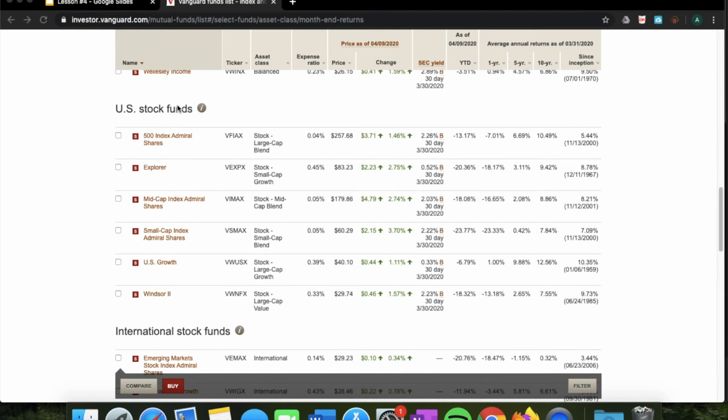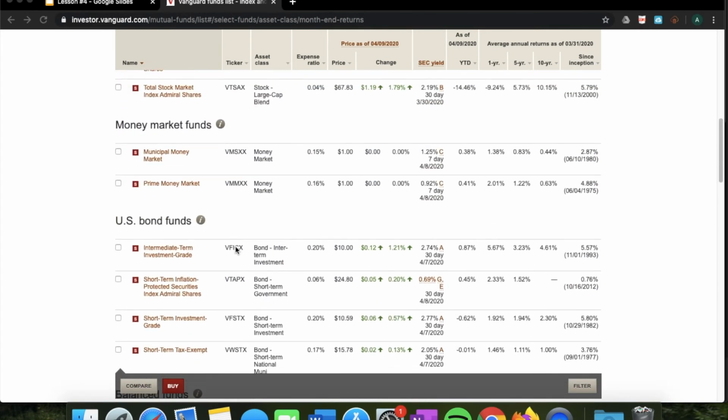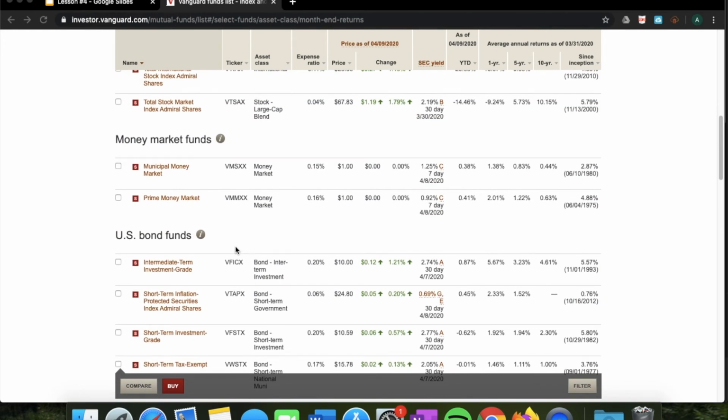Then US stock funds. So 500 index admiral shares, small cap index admiral shares. These are going to be stocks that are lower valued, that are predicted to have higher growth than US growth, so higher valued stocks. Then international stock funds. So Vanguard is, as we mentioned, the most well-known mutual fund provider in America.